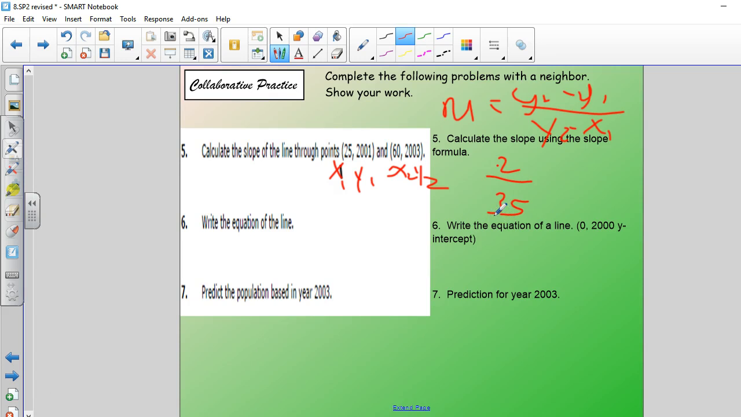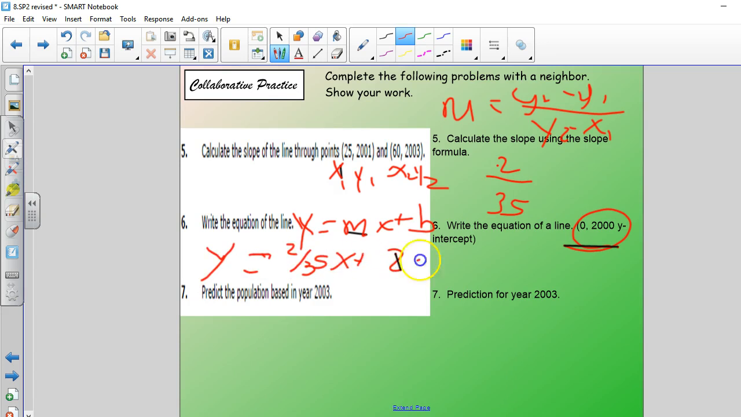The equation of the line has to be written in the form y, that looks like an x, but it's y equals mx plus b. We're given the y-intercept of 2000, so our equation should be y equals 2 over 35x plus 2000. It says to predict the population based on the year 2003, but there's no prediction to use. We can go back and look at our point, and we can find that the year is 60.